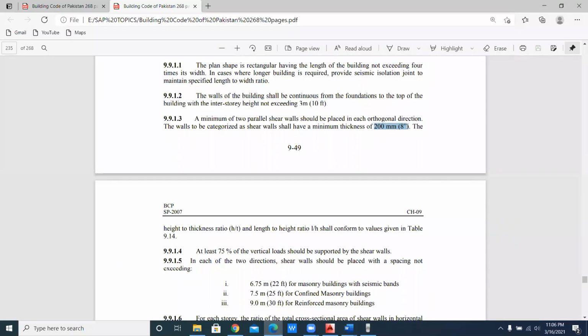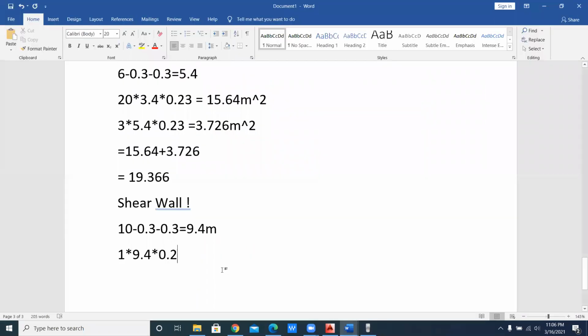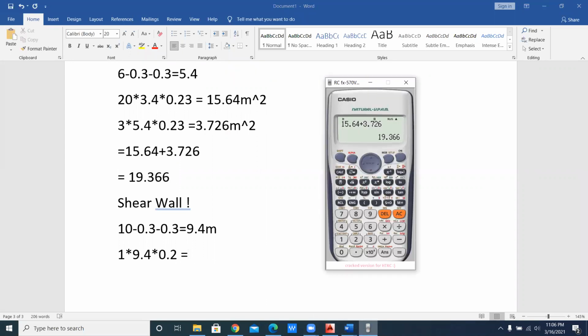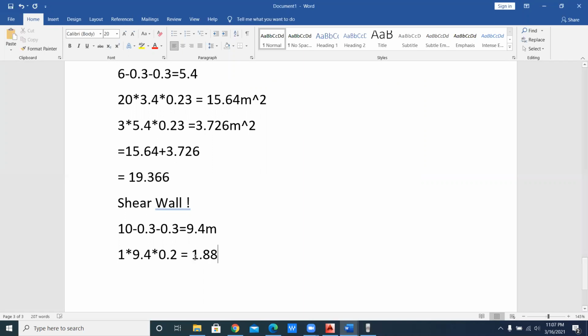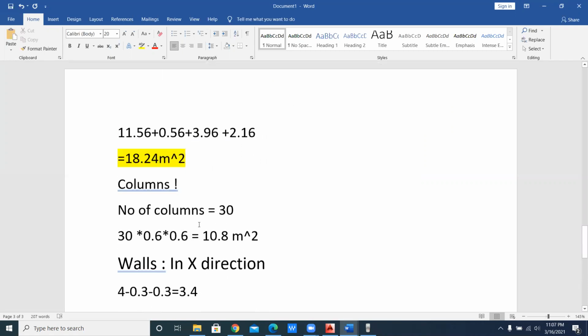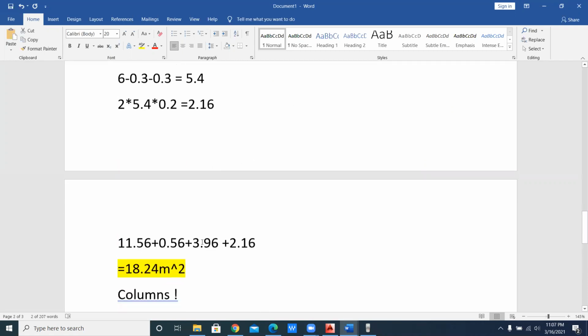Whereas UBC says that it is 200, so I am taking the thickness as 0.2. If you take it here, you will get 1.88. If you multiply here, 9.4, 1.8, okay, that is 1.88 meters, that is meter square. This one is for shear wall. This one is also meter square. Don't forget to put the unit. That is 10.8 meters square. Don't forget to put the unit.